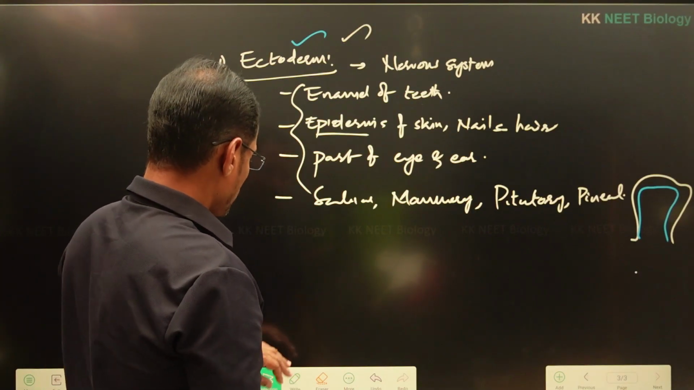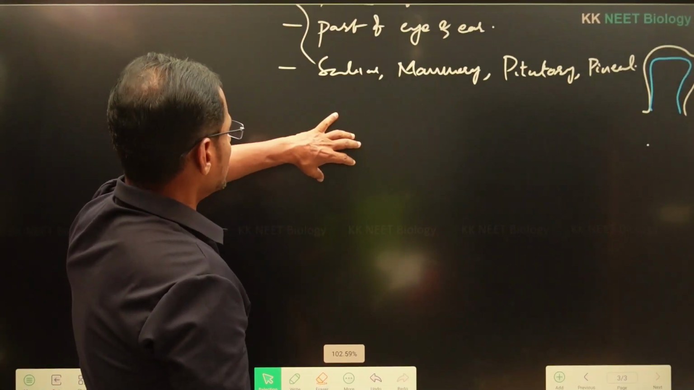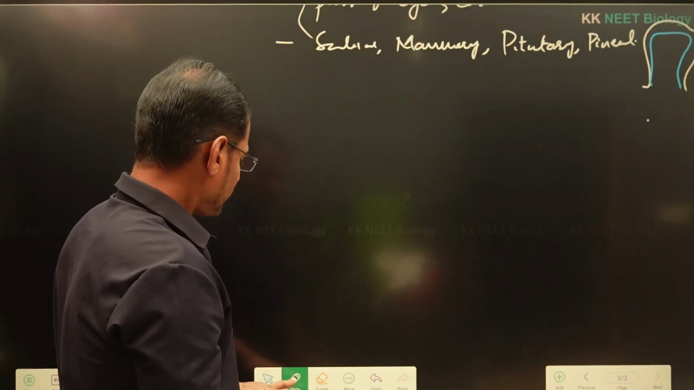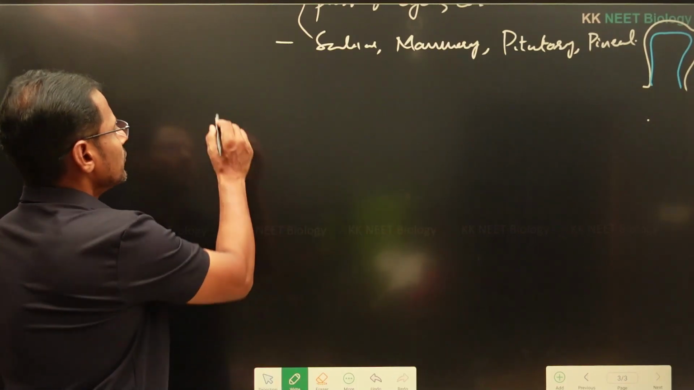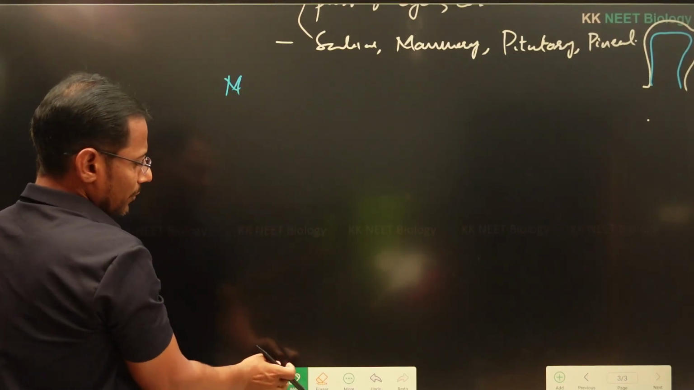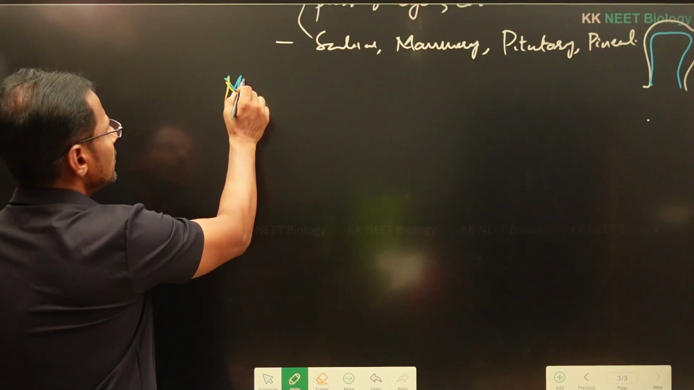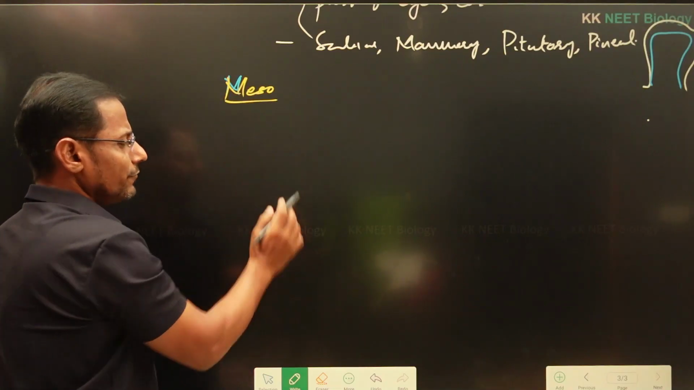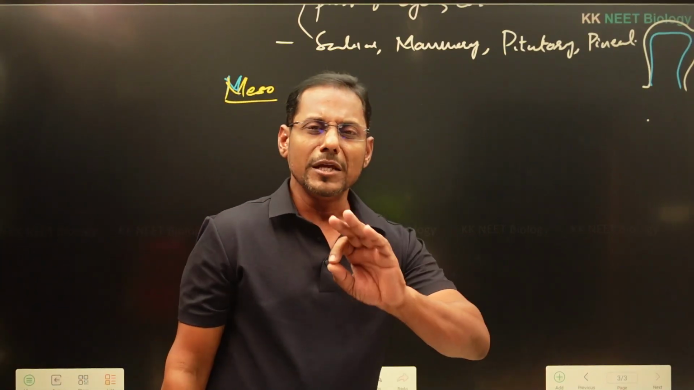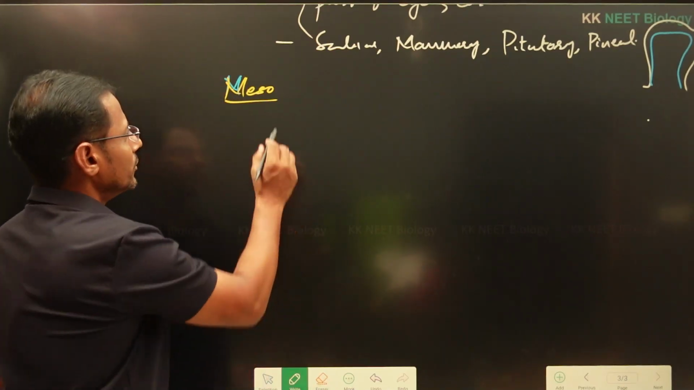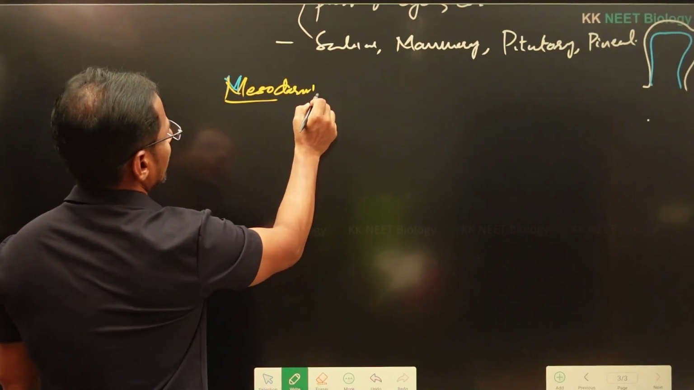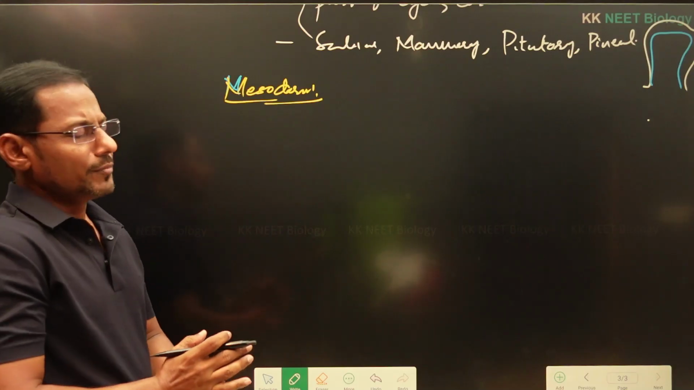And now we'll switch to the next one, mesoderm, which is the middle layer of the fetal developmental stage. Wherever you come across this word, meso means middle, that's it. So mesoderm is one more germinal layer of the embryo.